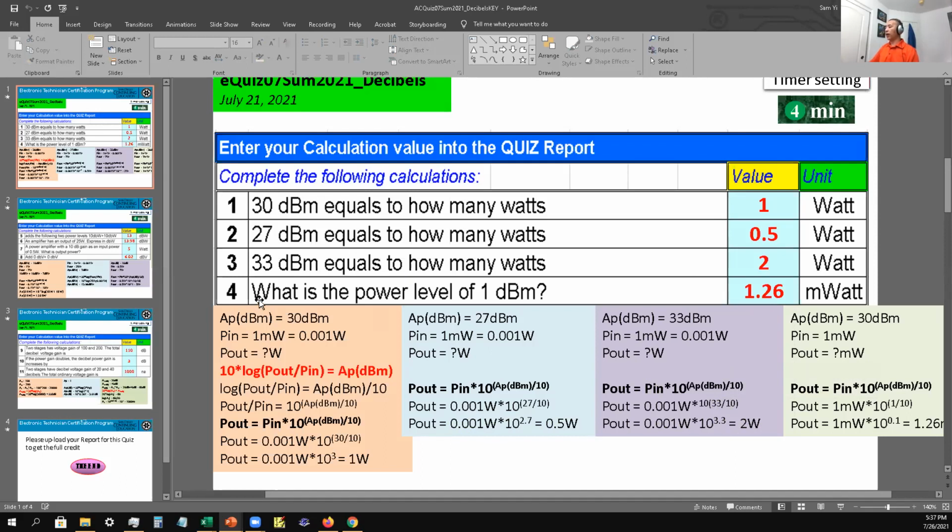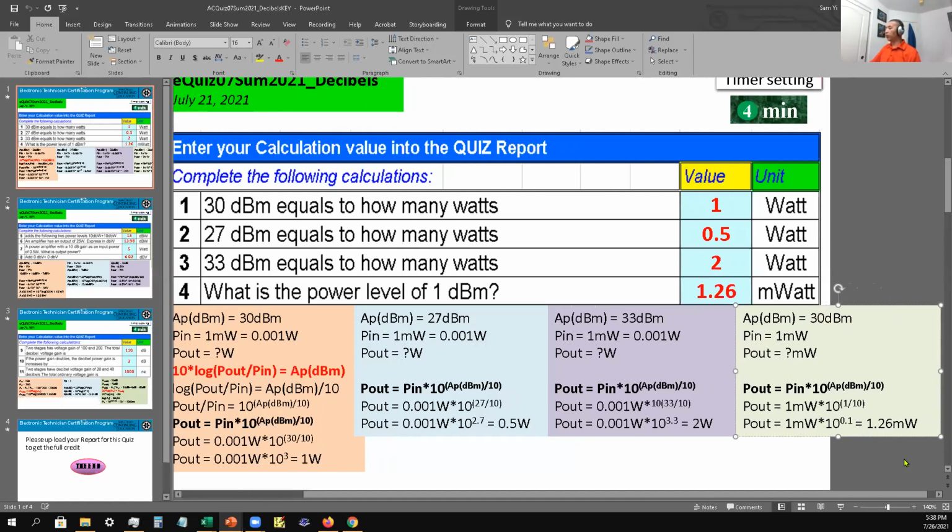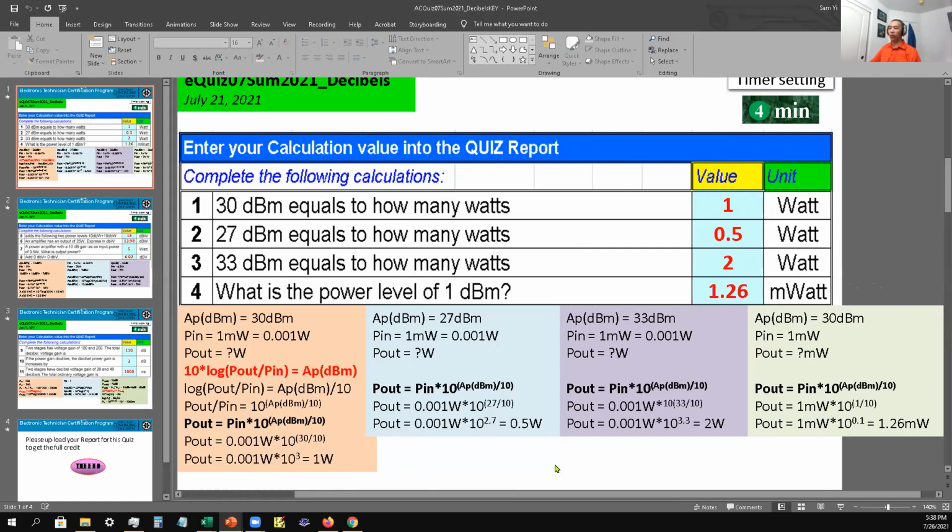Then number 4: what's the power level of 1 dBm? We do the same thing. Like I told everyone, make sure your answer is in milliwatt. So I keep my reference as 1 milliwatt. It's going to be 1 milliwatt times 10 raised to the quantity 1 divided by 10, so 10 raised to 0.1 times 1 milliwatt. The answer comes up to 1.26 milliwatt.